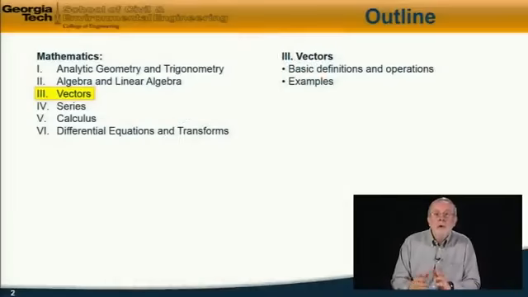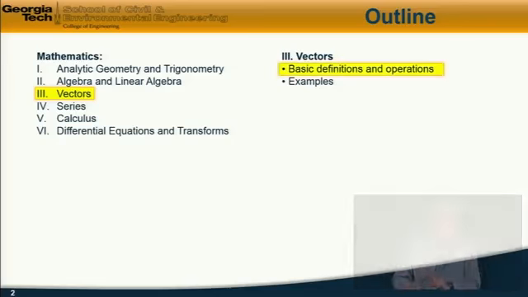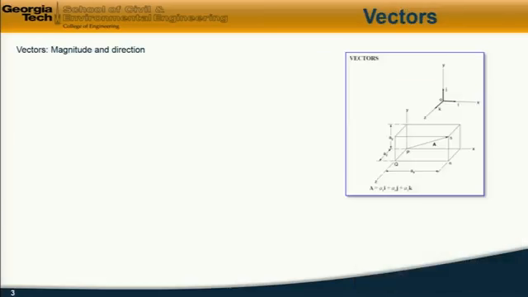Continuing our discussion of mathematics, now I want to start talking about vectors. First of all, we'll look at some basic definitions and operations, and then we'll do some examples. So first of all, basic definitions. A vector, of course, is characterized by a magnitude and direction.